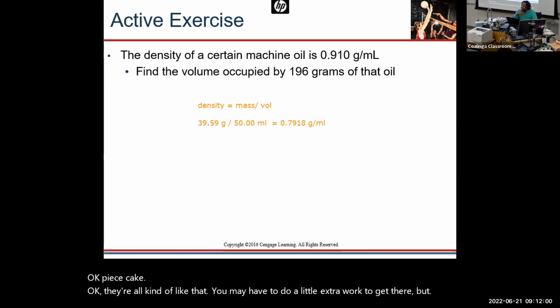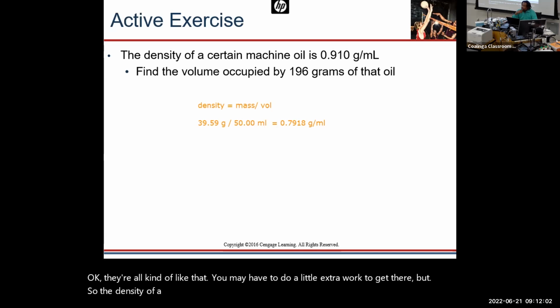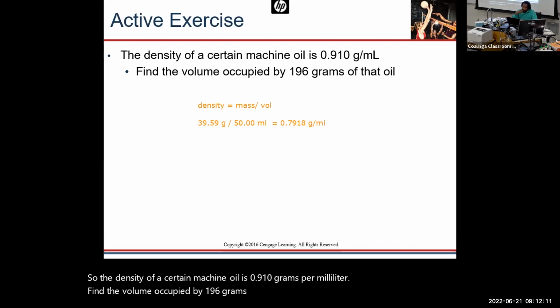Okay, so the density of a certain machine oil is 0.910 grams per milliliter. Find the volume occupied by 196 grams of that oil. How would I do this?